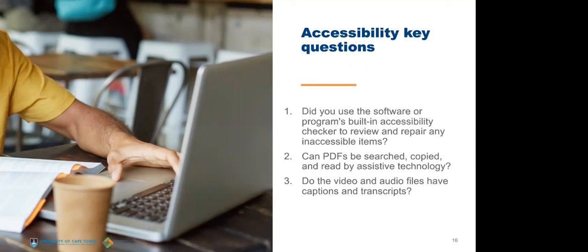And then the next question is, can PDFs be searched, copied, and read by assistive technology? When the PDF is a scanned document, searches might not be picked up. It can't be copied if students need to keep certain pieces of information front and center, so it's always a good idea to check the PDFs. And then lastly, do the videos and audio files have captions and transcripts? This has become more and more important over the past few years as people use more videos. And we have found that students really appreciate that added access to videos and audio files.